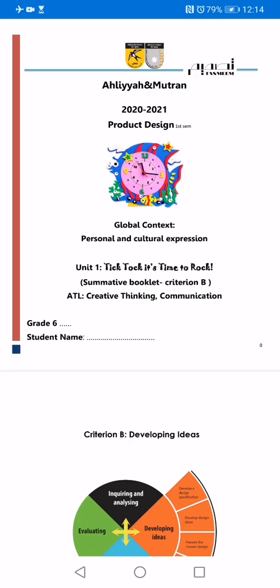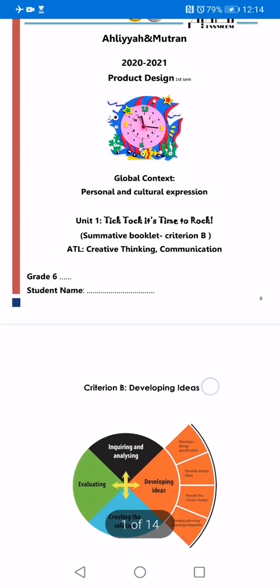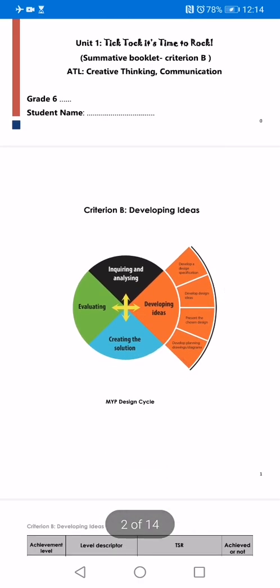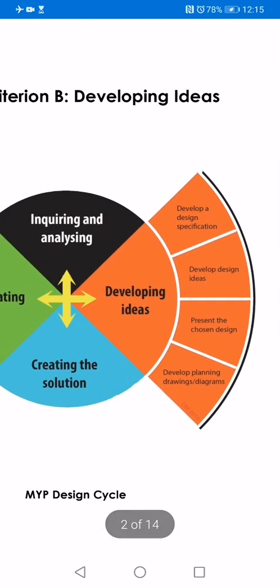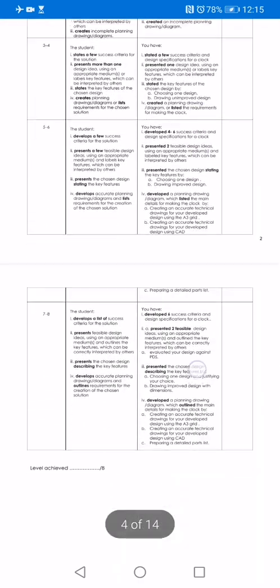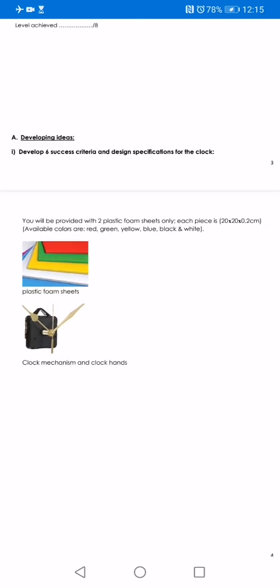In order to find this Word document, you need to go to assignments and find the assignment on Teams titled criterion B. The part that we'll be completing today is to develop the design specifications for your project, which is the first strand of developing ideas. Before we start, I will be reminding you of some of the limitations that you're limited to in your designs and you need to be considering when you are designing.